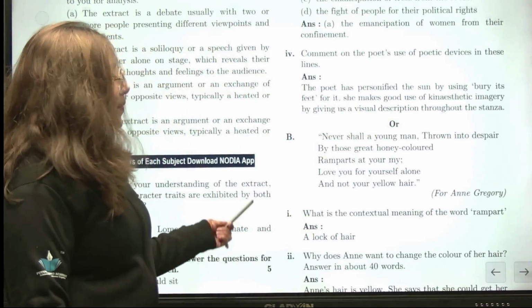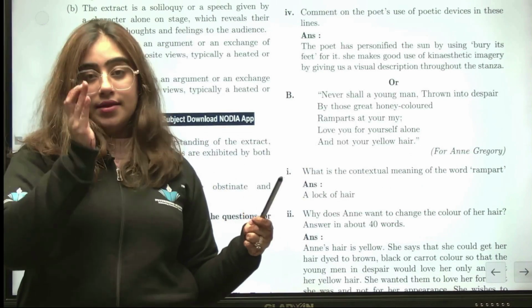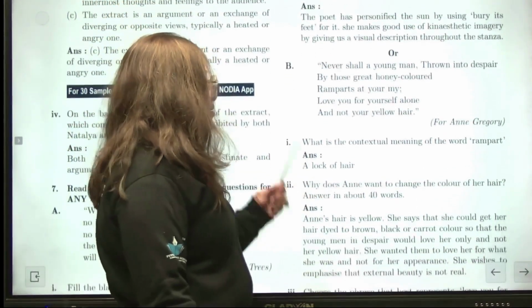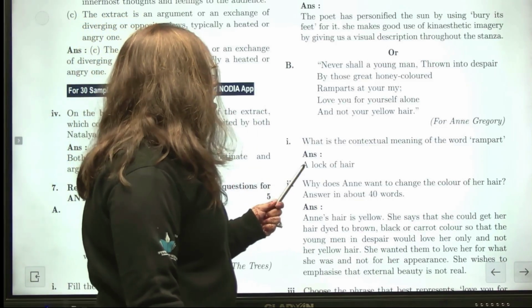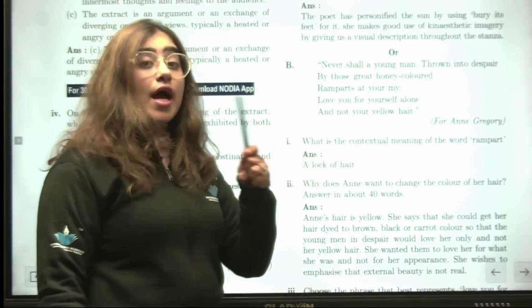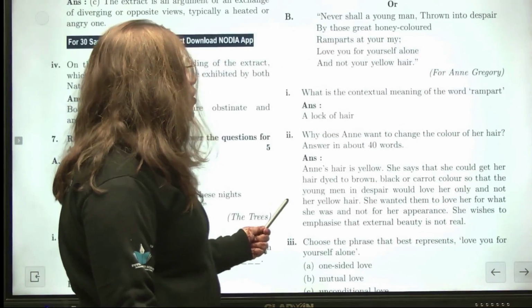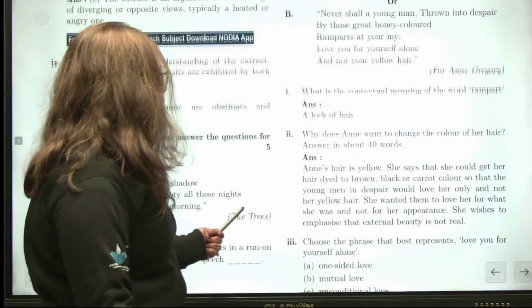ठीक है। अब next poem देखते हैं। Next poem से कौन सा RTC है, जो भी poem आती होगी उसका RTC attempt करना है आपने। Never shall a young man thrown into despair by those great honey-colored ramparts at your mind love you for yourself alone and not your yellow hair. कौन सी poem है? For Anne Gregory. अब questions देखते हैं. What is the contextual meaning of word rampart? Rampart is lock of hair, okay, a lock of hair.